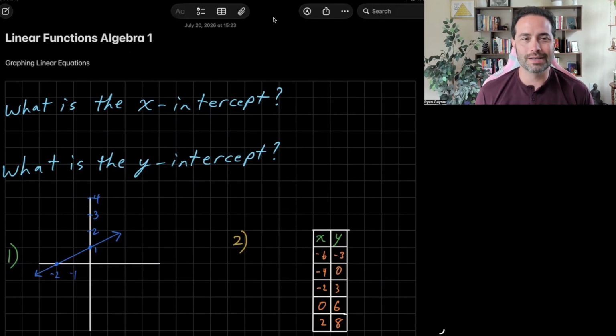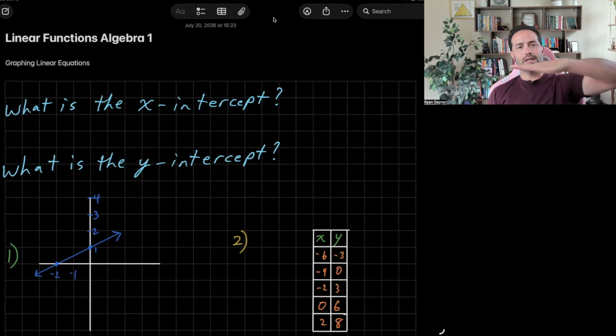Today we're working on linear functions for Algebra 1, graphing linear equations. We're working on the x and y intercepts. So let's talk about intercepts. What is an x-intercept? What does that mean? Let's break it down.